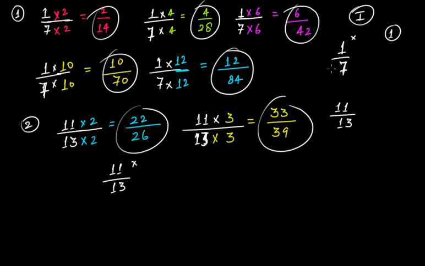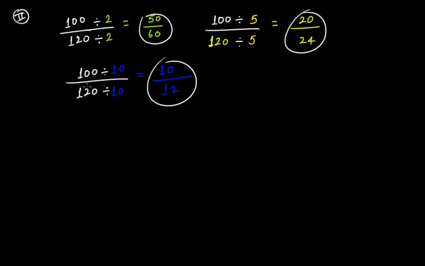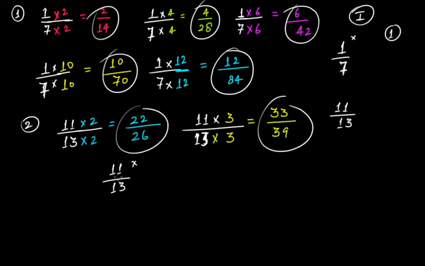But what about this one? 1 by 7 can't be divided by any number other than 1. So these are co-prime numbers since they have only 1 as a common factor. Even in this case it is 11 by 13. You cannot find an equivalent fraction by dividing using this second method. Why? Because the only common factor possible for 11 and 13 is 1. These are also co-prime numbers. So you cannot find equivalent fractions in such cases where numerator and denominator have only 1 as a common factor.